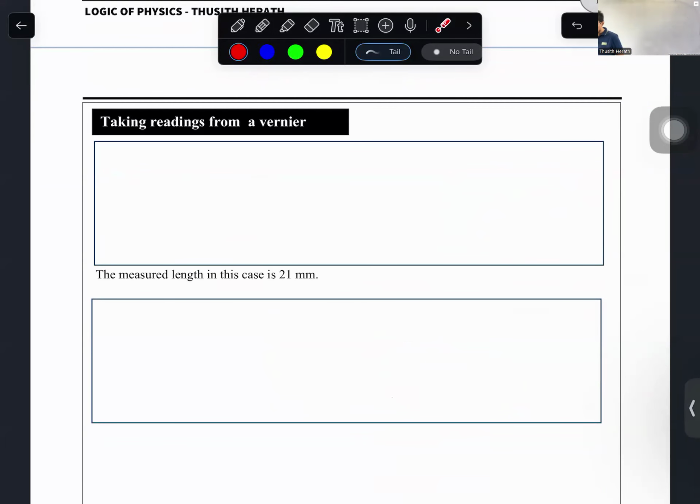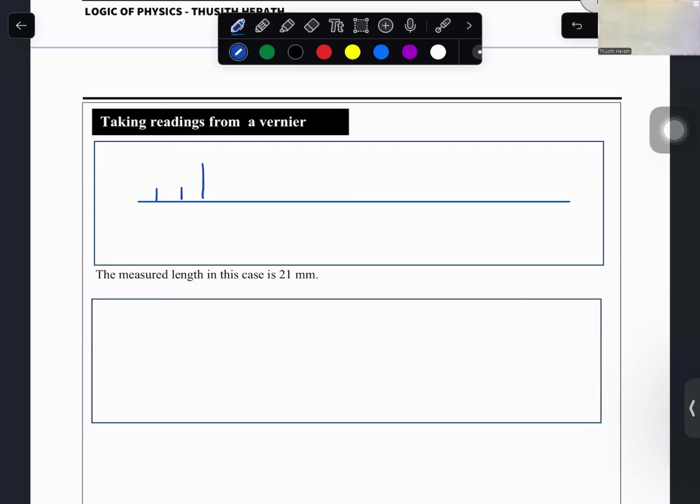So I will first draw a diagram here. What's the diagram? Here's the main scale. I will also add the values here. Here's the 20, all lines are millimeters. 20, 25, 30. Here's the main scale, and the Vernier scale is, let's take the Vernier scale is here.